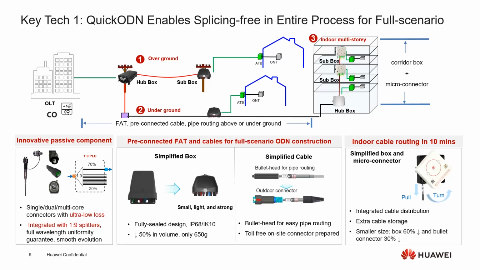For indoor MDU scenario, we developed a simplified box. The distribution cable can be stored inside this box and can be easily pulled out by routing the box body with the low friction cable and bullet connector. Duct deployment can be finished in 10 minutes. The efficiency improved by 3 times.